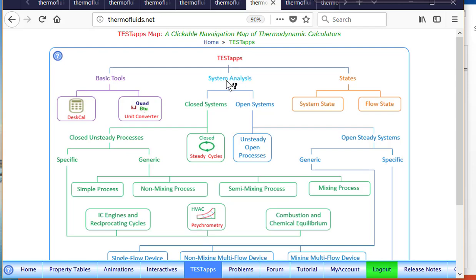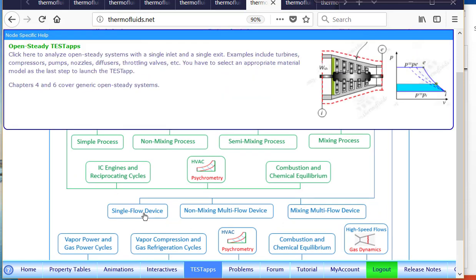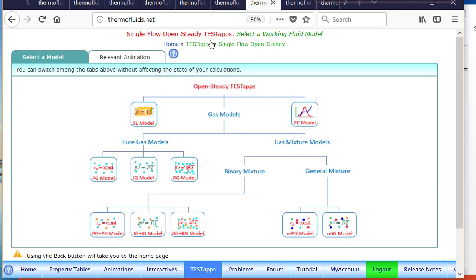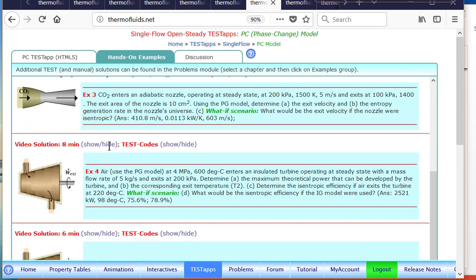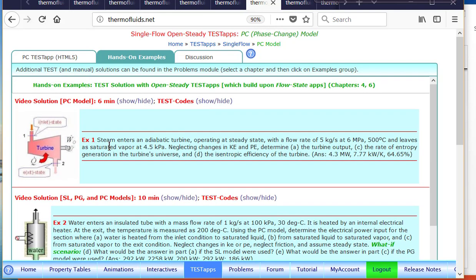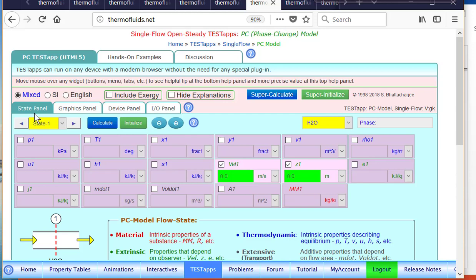Okay, so we follow the system analysis, open system generic branch, and we go through a single flow device. And a steam turbine will be handled by the PC model. We launch that, and the default page is hands-on examples. You have plenty of videos of separate complete solutions of different systems. But in our simple situation, let's make up a quick problem.